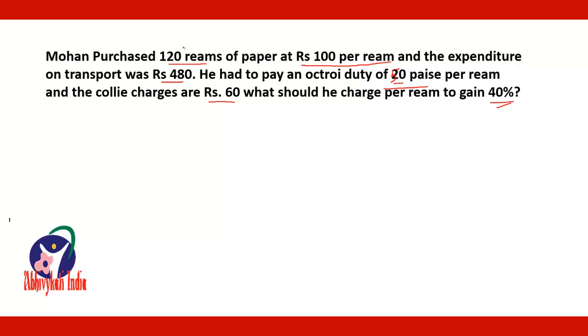Now here the cost of the ream is 100 rupees per ream, so the total cost for 120 reams will be rupees 12,000, 120 into 100. The expenditure on transport is 480 rupees. The expenditure on octroi duty, that is 50 paise per ream, that is 0.50 multiplied by 120 because 50 paise is per ream, so that comes to 60 rupees. So 480 plus 60, and the coolie charges again, that is 60 rupees, and therefore the total expenditure will be 600 rupees.